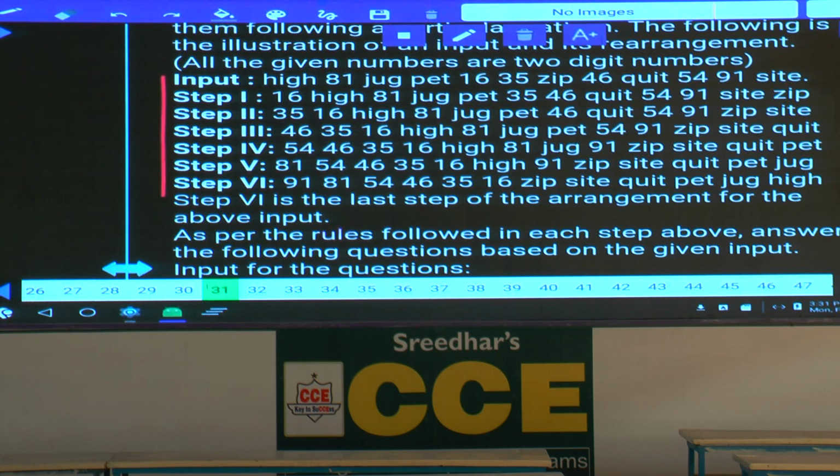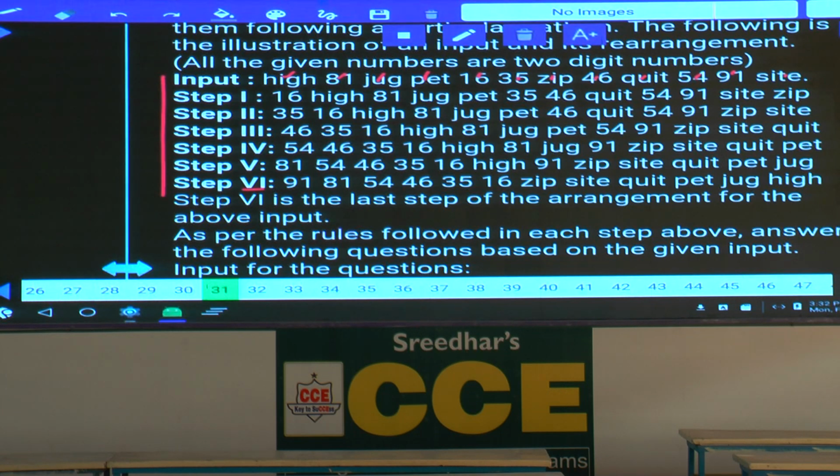Now, tell me how many elements are there in the given input? 1, 2, 3, 4, 5, 6, 7, 8, 9, 10, 11, 12. In total, we have 12 elements. And which is the final step here? Step 6 is the final step. Now, 12 elements are there, and step 6 is the final step, which implies that in each step exactly 2 elements are being arranged. Isn't it? In each step, exactly 2 elements are arranged.